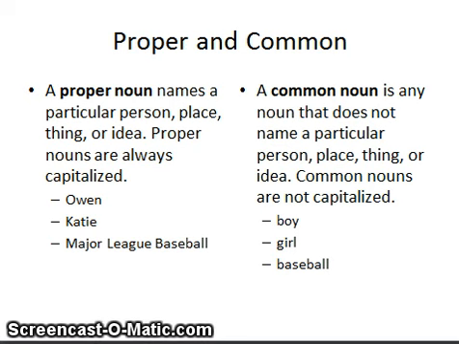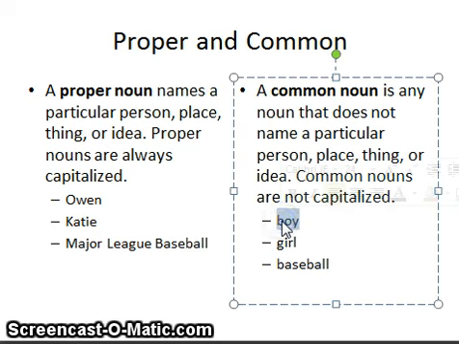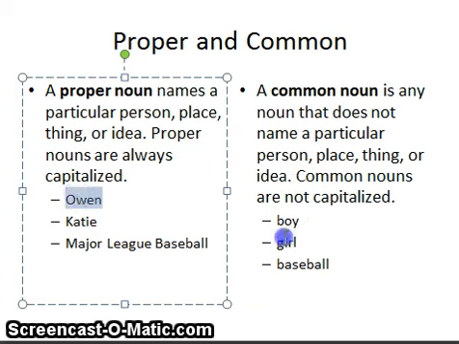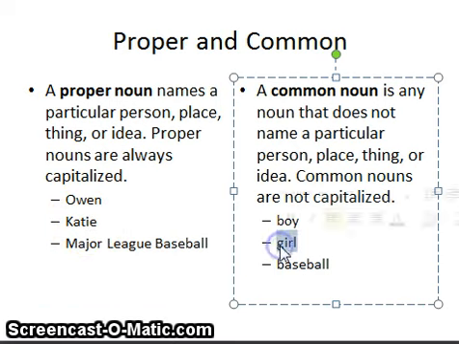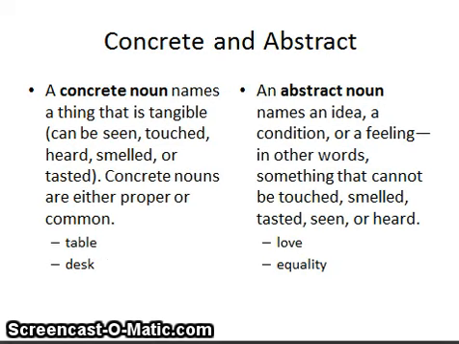Versus common nouns, which are any nouns that do not name a particular person, place, or thing, but more a general category, something a little more generic, like the word boy instead of Owen, or girl rather than Katie. Katie's more specific, particular, girl is more generic, and baseball is certainly more generic than Major League Baseball.